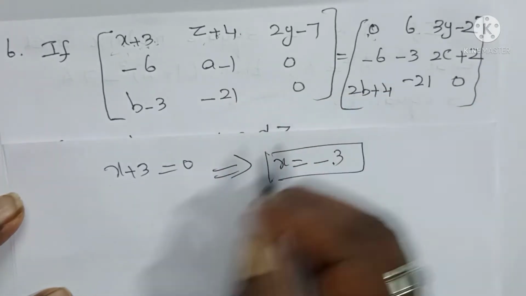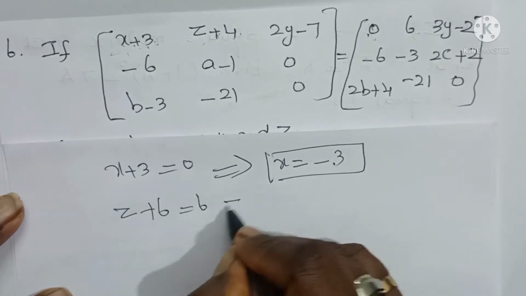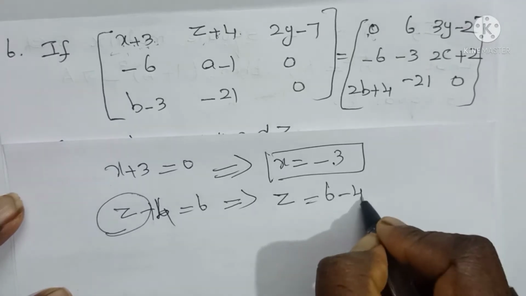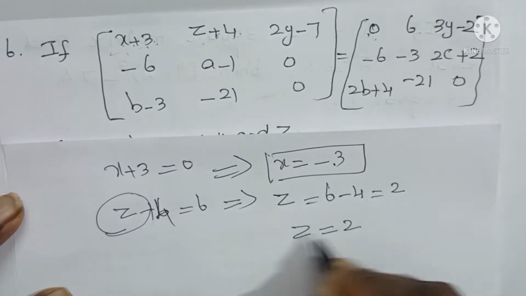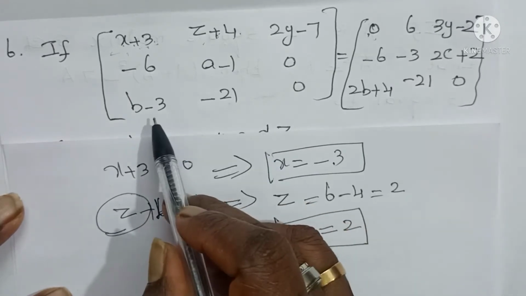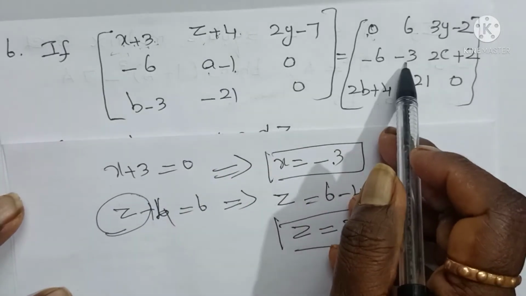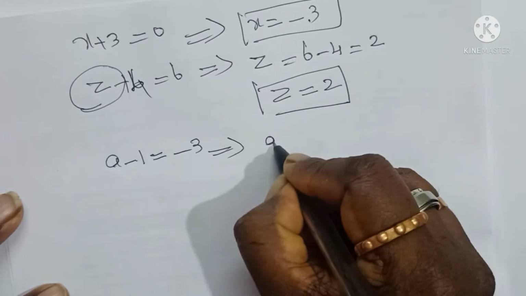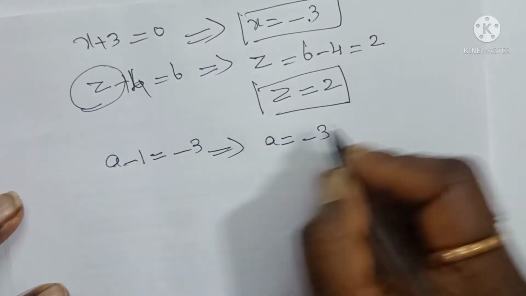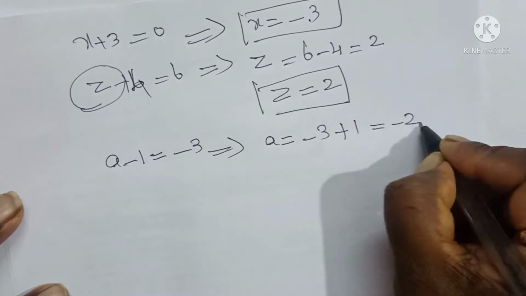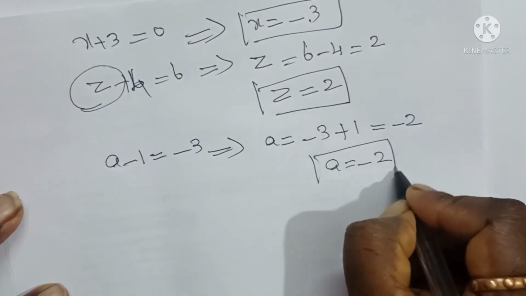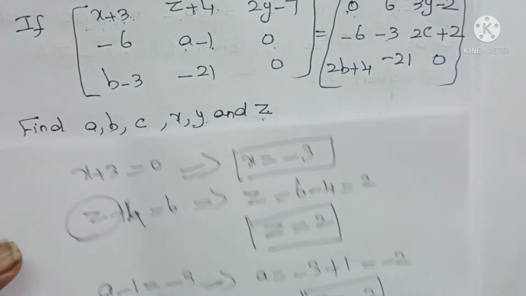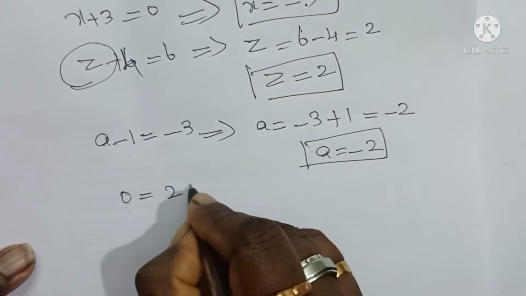Then z plus 4 is equal to 6. From this you can find the value of z. Z is equal to 6 minus 4, which is equal to 2. Again you can write A minus 1 is equal to minus 3. This implies A is equal to minus 3, and this minus 1 becomes plus 1, which is equal to minus 2. So what is the value of A? Minus 2. Then you can take 0 is equal to 2C plus 2.